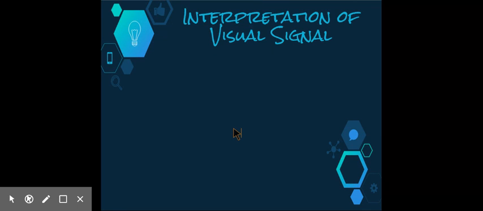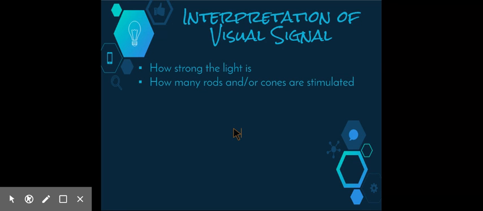So although some information is processed in the retina, most of the interpretation of any visual stimulus that enters our eye occurs in the brain. It is based on variables such as the following. Firstly, how strong the light is, and how many rods and cones are stimulated, which comes in when we're looking at how we perceive color, which we'll be talking about a little bit later.